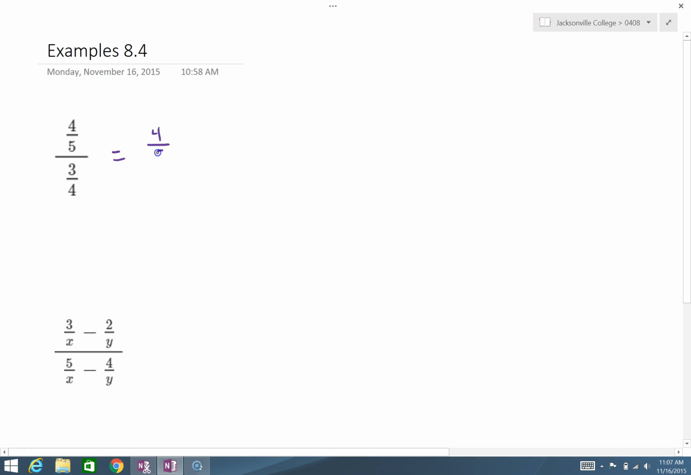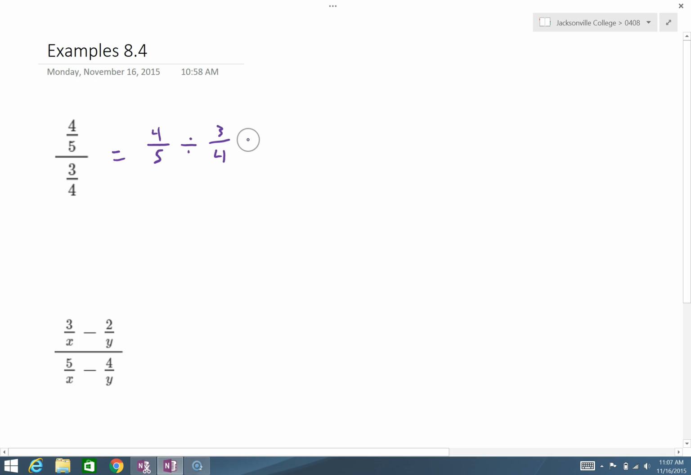4 divided by 5, divided by 3 divided by 4. A fraction is just a division problem. We call this a complex fraction. It's a fraction in the numerator and a fraction in the denominator. So 4/5 divided by 3 over 4 is the same as 4/5 divided by 3 over 4. This is just restating this problem.